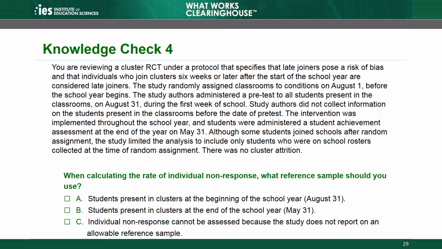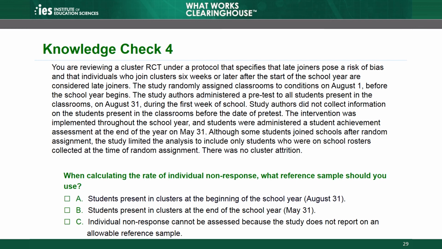The study authors administered a pretest to all students present in the classrooms on August 31, during the first week of school. Study authors did not collect information on the students present in the classrooms before the date of the pretest. The intervention was implemented throughout the school year, and students were administered a student achievement assessment at the end of the year on May 31. Although some students joined schools after random assignment, the study limited the analysis to include only students who were on school rosters collected at the time of random assignment. There was no cluster attrition.